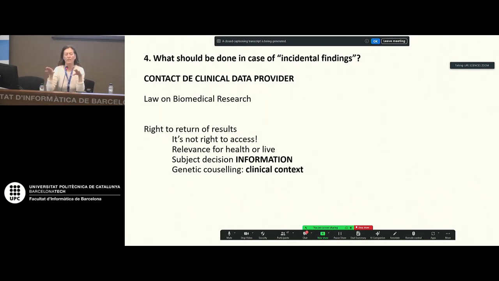This is not a right or issue of GDPR. This right to the return of results is regulated in the law on biomedical research. And this is a right that is not the right to access the data. The data subject has the right to know which data is being processed. This is the right to access.